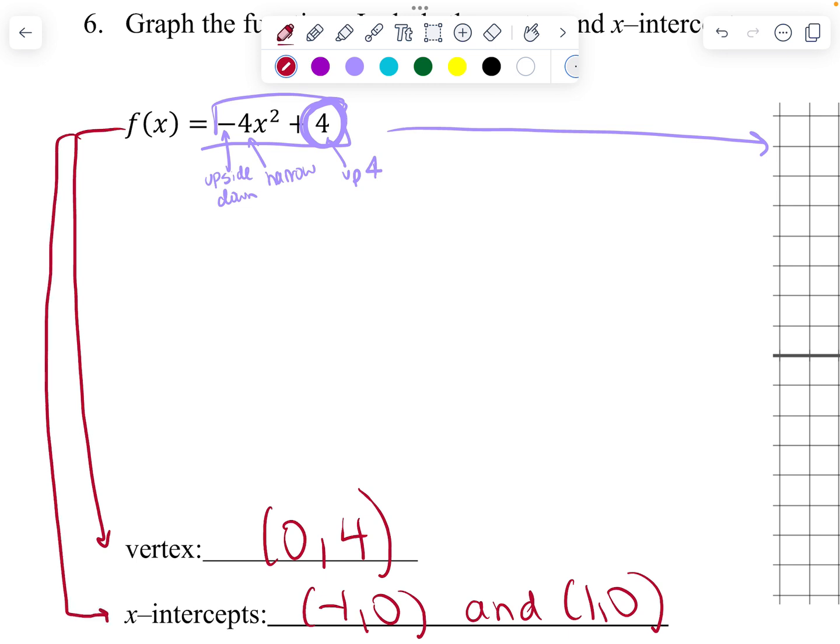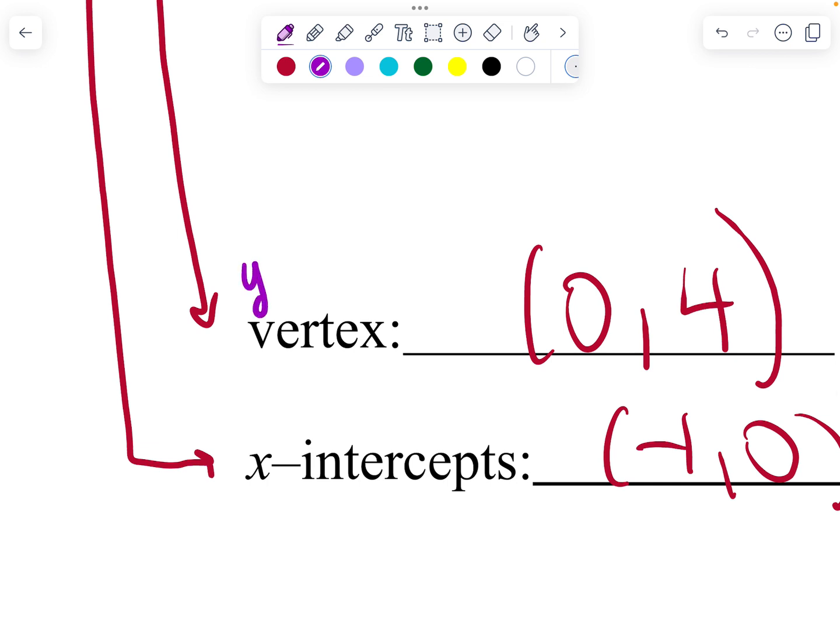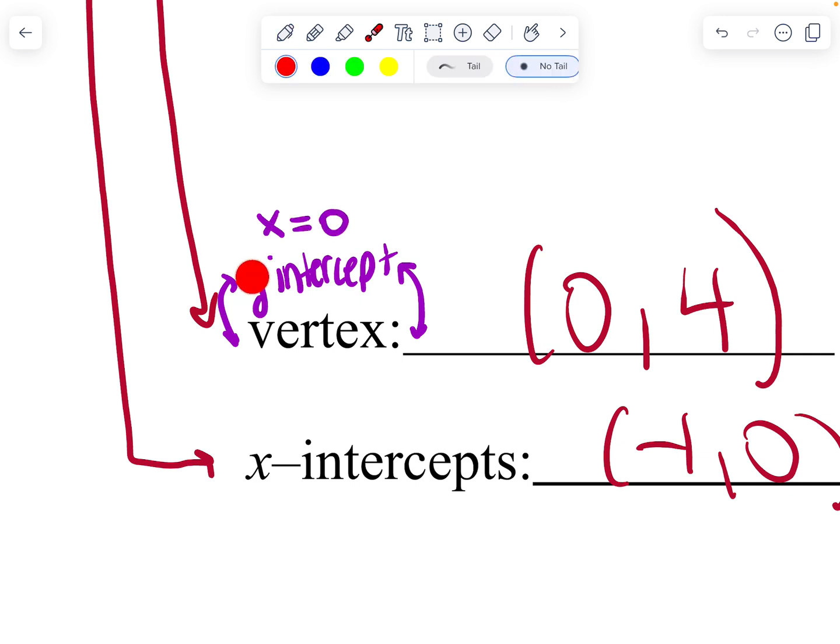So let me show you the algebraic portion of it. Okay, in this case, the vertex and the y-intercept are the same. In this unit and this unit only, okay? But either way, what do we know about y-intercepts? That the x is 0. All y-intercepts always, always, always have an x of 0. And we know in this unit, vertex and y-intercept are the same thing.